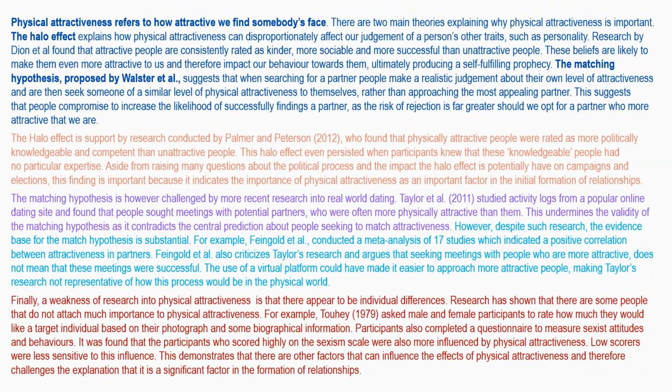Now, the reason I'm adding this variation is because the halo effect and the matching hypothesis are both named in the AQA spec, which means that you could be asked about them specifically, which is not the case for evolutionary theories. Okay, so just in case you get a question that asks you to outline and evaluate these 2 theories, this is what you could do.